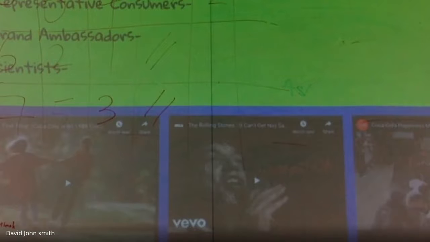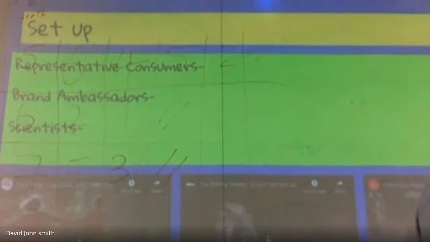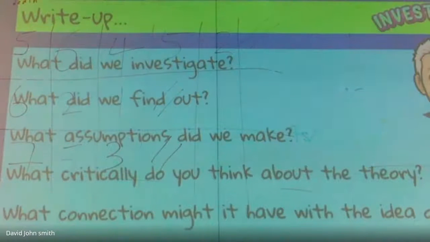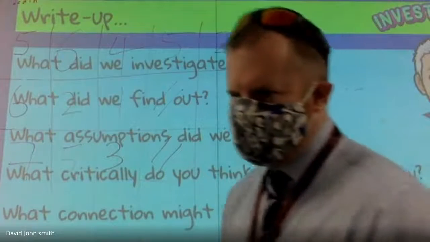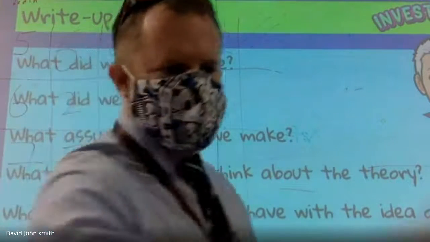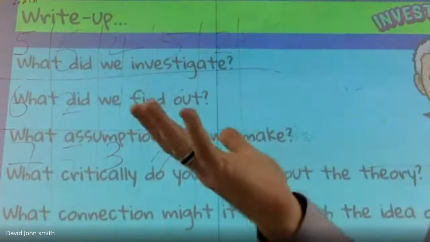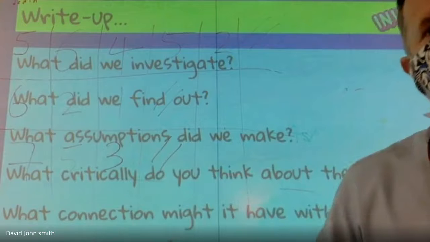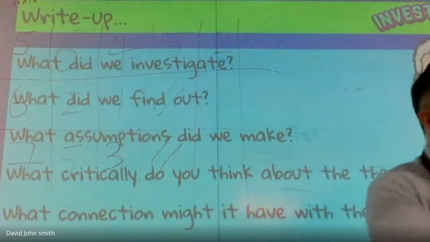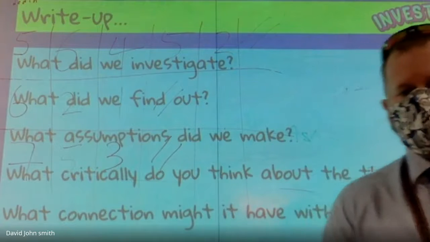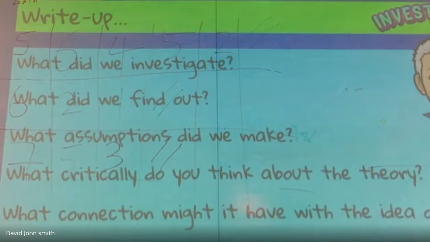Okay. So that's what we had. We had our representative consumers, we had our brand ambassadors, and the rest of us were all scientists. What we need to be able to write up is what did we find out? Okay? So in the classroom, at some point, I can't remember when, you're going to be sent a wee thing which is going to ask you to write this up. Okay? And it's going to ask you to use the methodology language that we've been discussing. Okay? Theory, hypothesis, etc. Right?